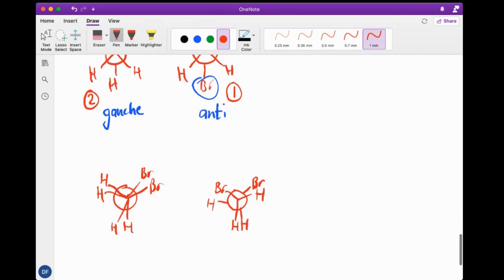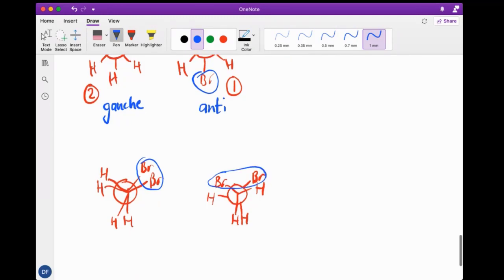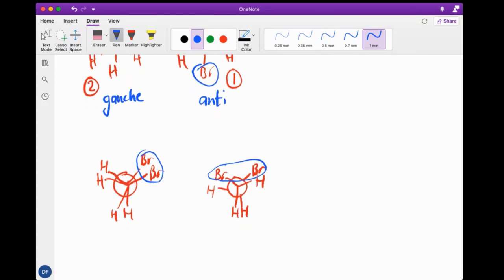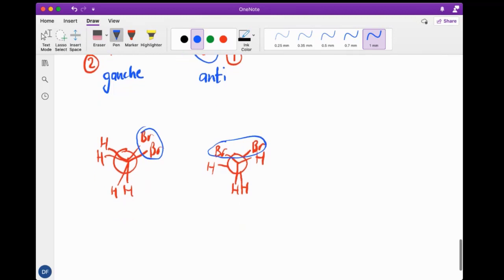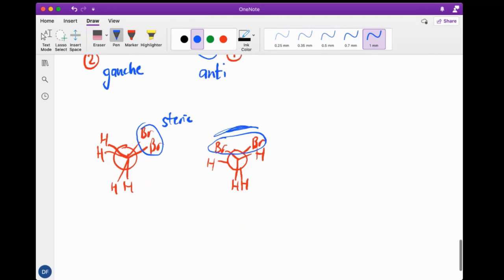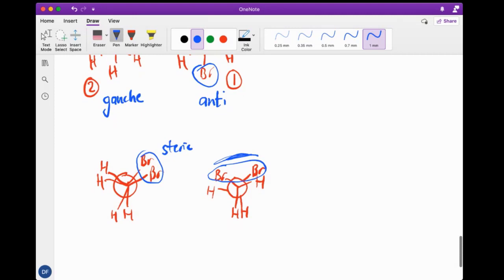So the second and the third one are both eclipsed. The only difference is the bromines here are on top of each other, and here they are at least separated. Bromines are really big atoms, and if they're on top of each other, there's a lot of steric hindrance. Whereas in this one, they have this much space of freedom. The one with sterics will have the most potential energy. So this would be a 3. This would be a 4.